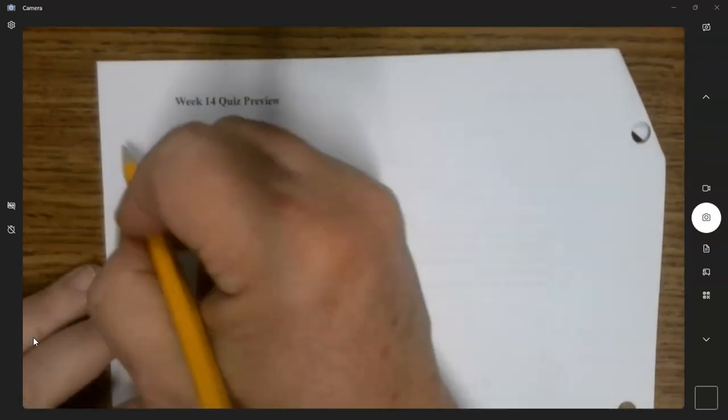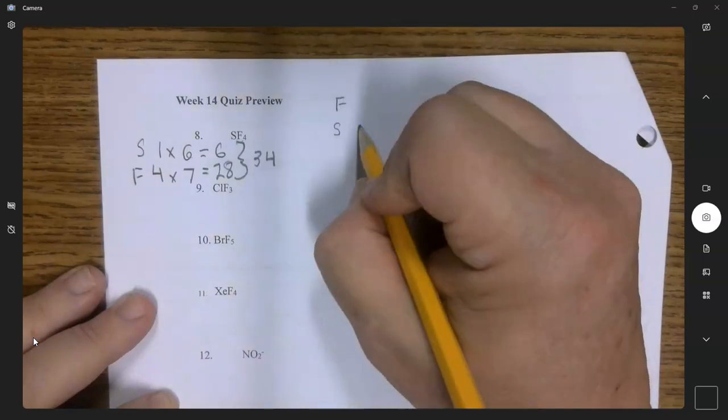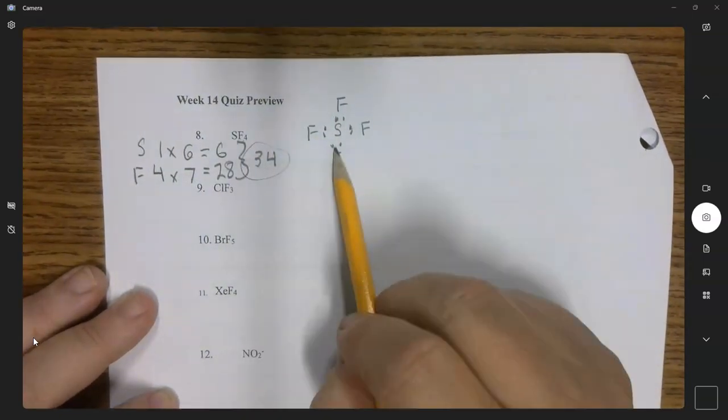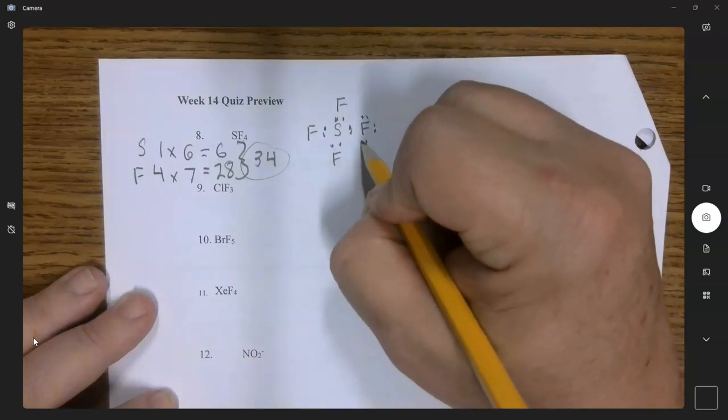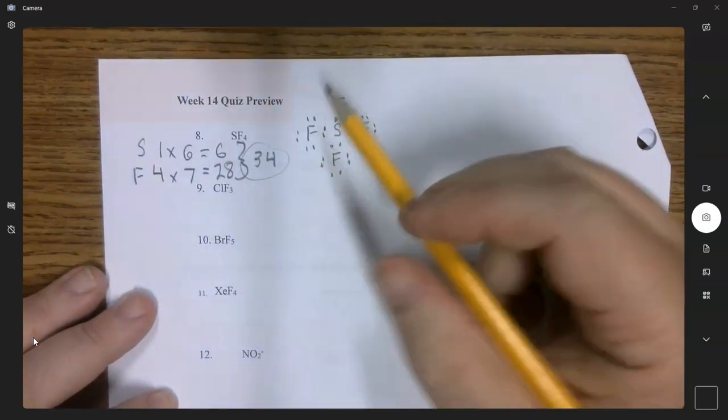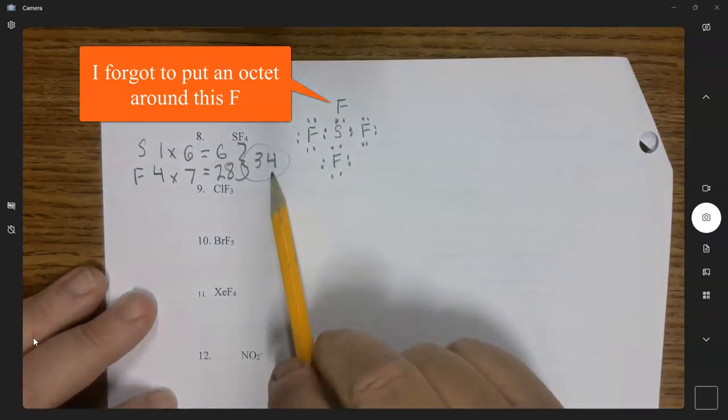Okay, keep going. So we have 34. We've used 8 of them, octets around everybody on the outside. So 4 times 8 is 32, but we need 34.